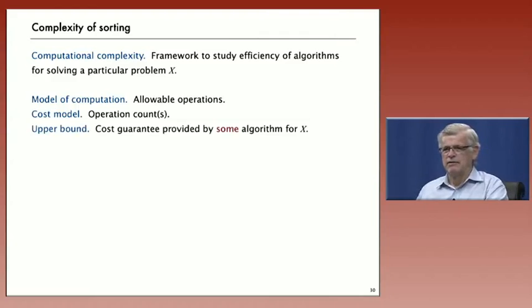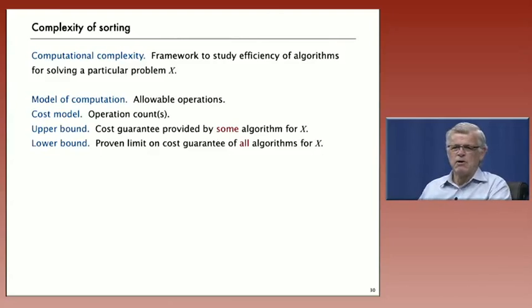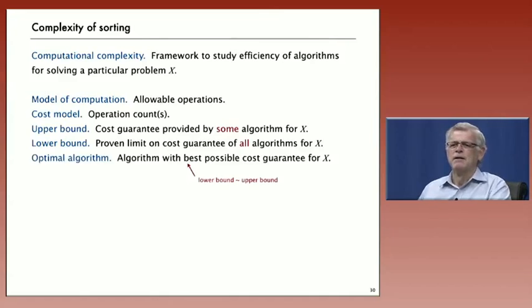Now, in framing the difficulty of problems, we'll need two things. One is what's called an upper bound, which is a cost guarantee that's provided by some algorithm for solving the problem. That's an upper bound on how difficult it is to solve the problem. We have an algorithm that can solve it. It's at least that easy. And then we also look for a lower bound, which is a limit on the cost guarantee of all algorithms. No algorithm can do better.